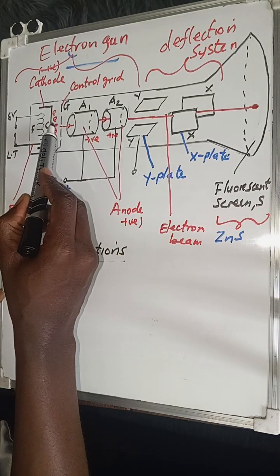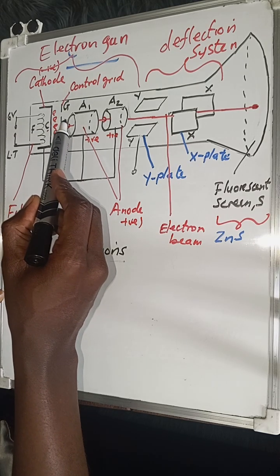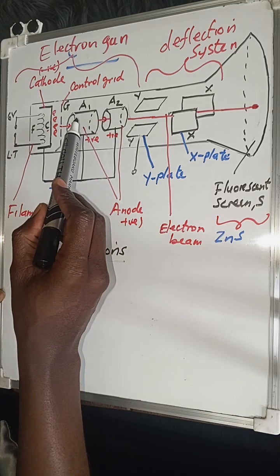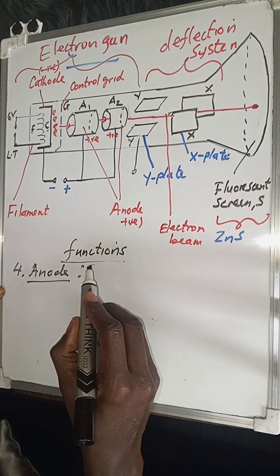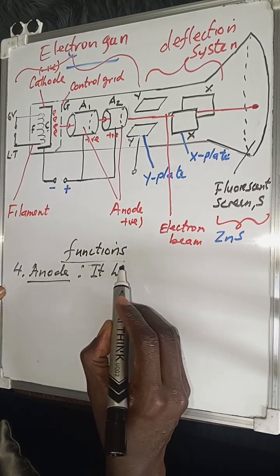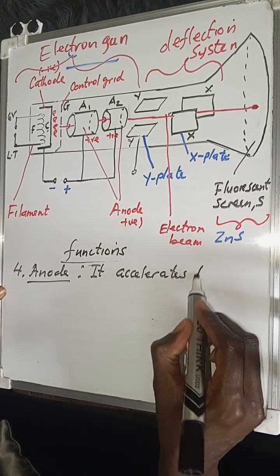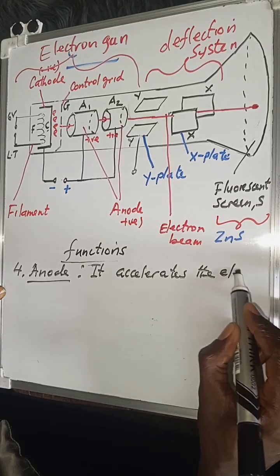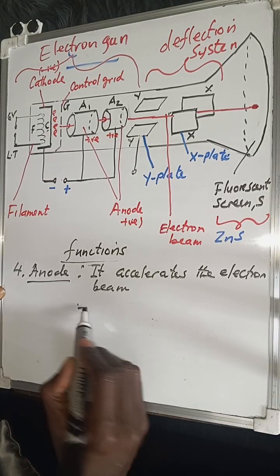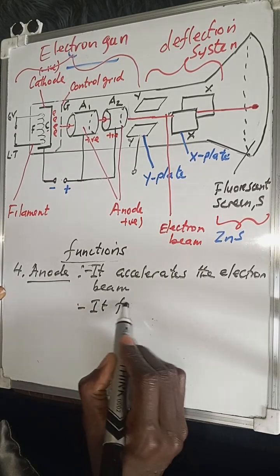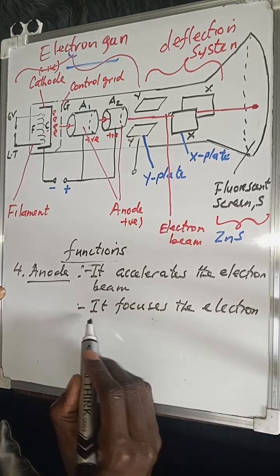Once the emitted electrons pass through the grid control, they are accelerated and focused by both anodes, A1 and A2. So we can simply say one accelerates the electron beam, and another focuses the electron beam.